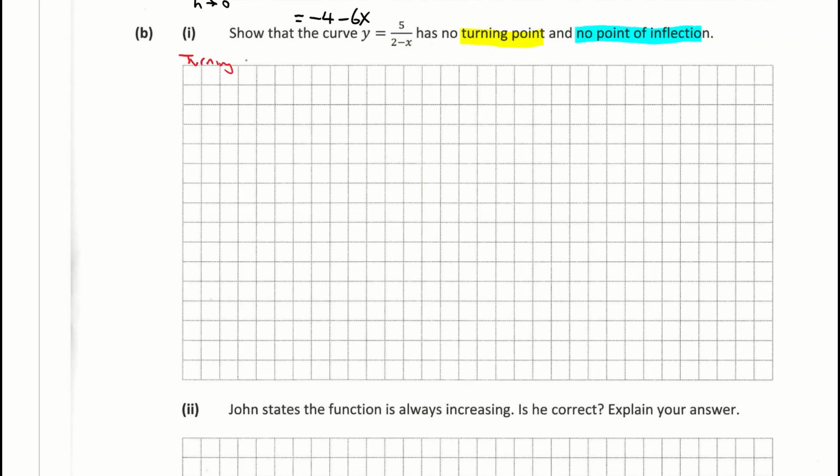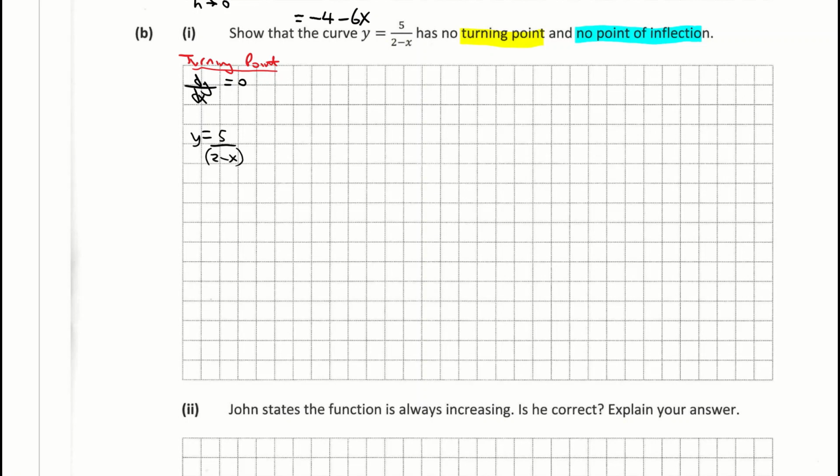So for turning points, I'm just going to write down a little rule here. We need dy/dx equal to 0. And my curve is y equals 5 over 2 minus x. So I need to differentiate this using our quotient rule.